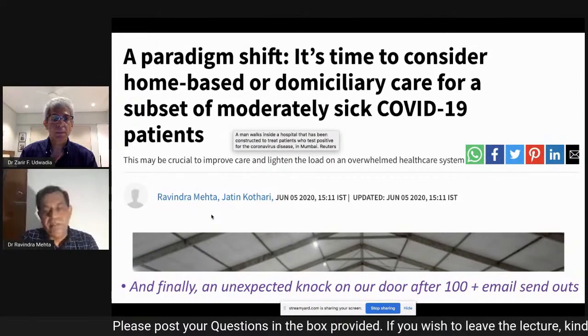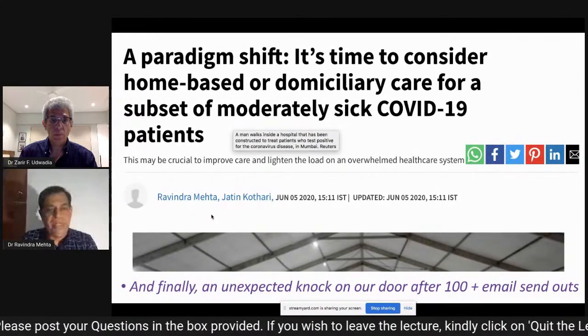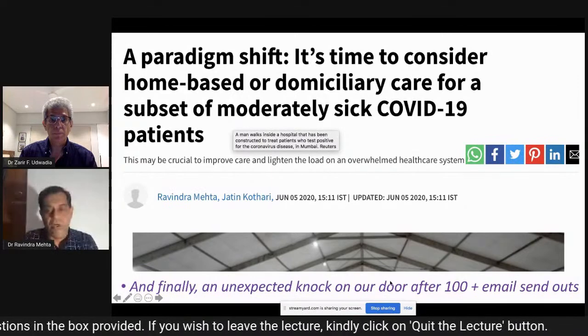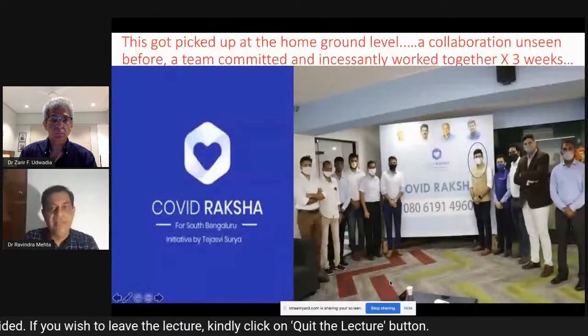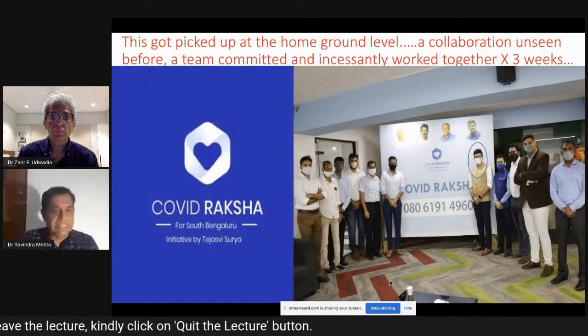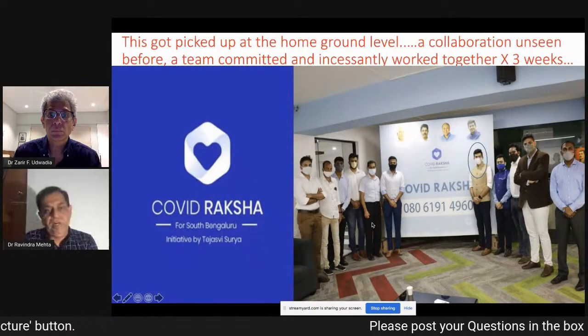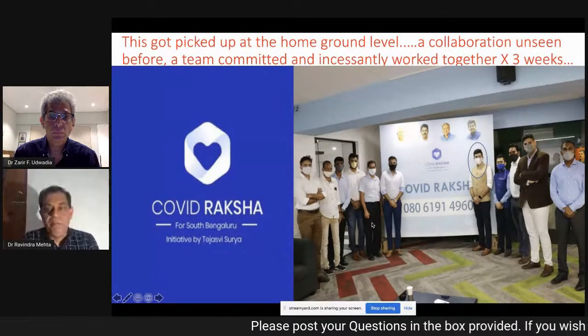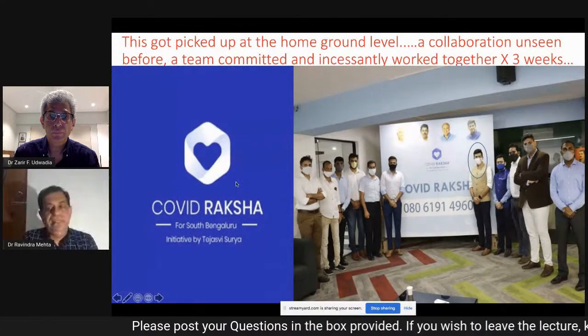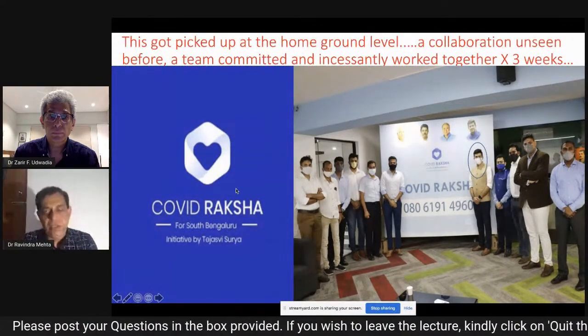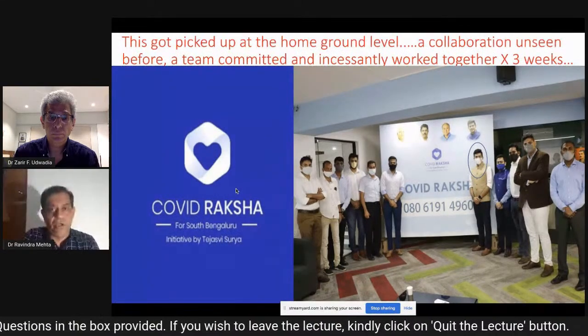We took a backseat and concentrated on the work. And finally, an unexpected knock on a door after so many emails and efforts. And this is what the knock on the door was. One of our local members of parliament called Tejasvi Surya, a young 29-year-old, actually approached us one day, and then this plan was picked up, including the oxygen component, which we are supposed to talk about today.